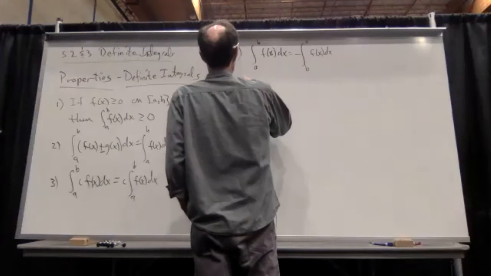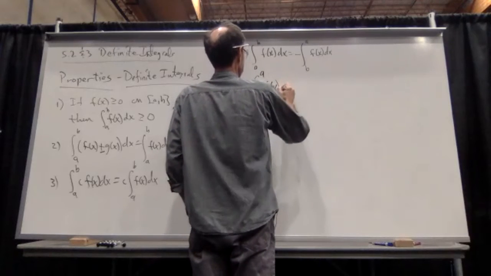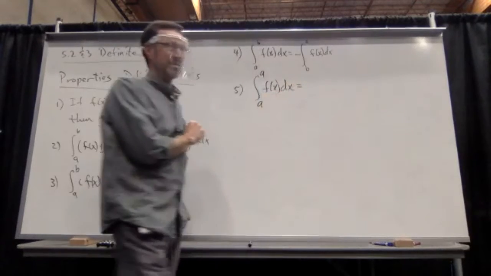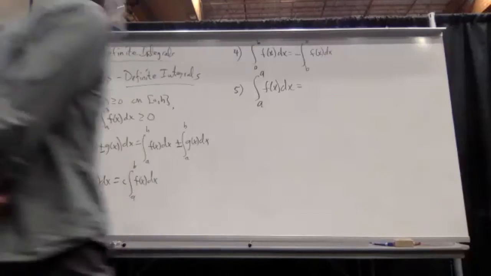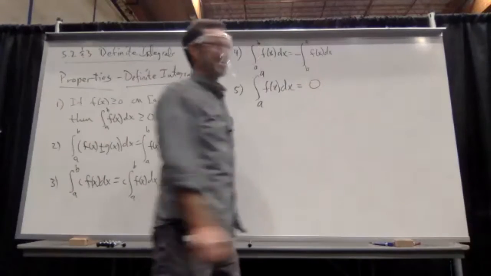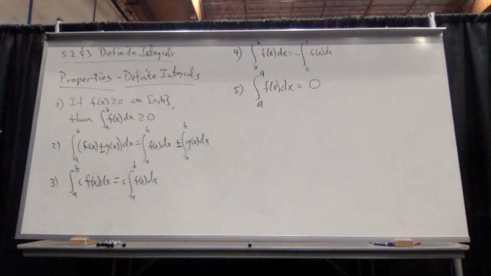Number 5. The integral from a to a. What do you think that ought to be? Eric says 0. Agree or disagree? Agree. Agree. Okay, I'm convinced. Two people, they're exactly right. 0. There's no area above a point. Got to have some width to our interval.